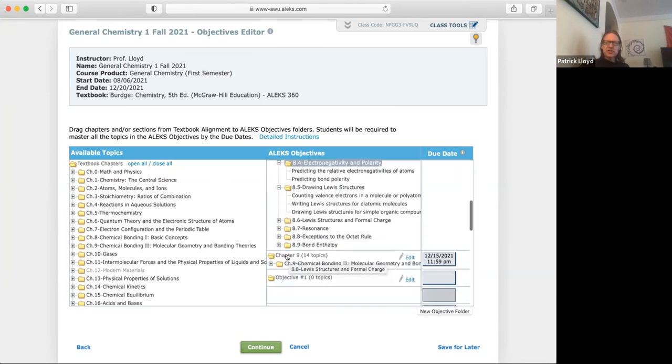And then you can see there's a lot of sections in here. We've got to go through Lewis structures and formal charge. Then we've got to do resonance. Then exceptions to the octet rule. And then bond enthalpy. So there's a lot in this chapter. This is a really important chapter. It's probably the most important chapter for those of you that are going to go on to take organic chemistry.